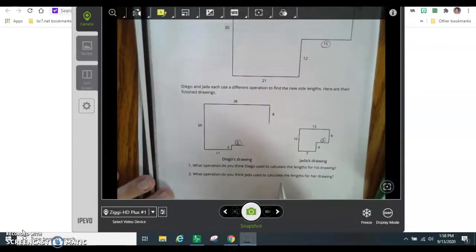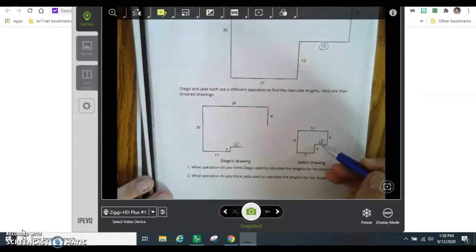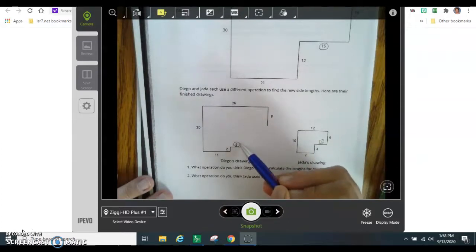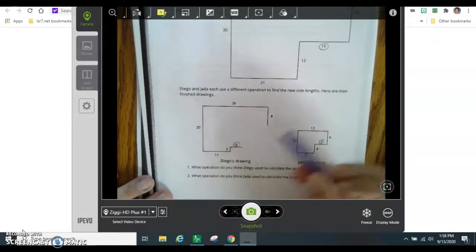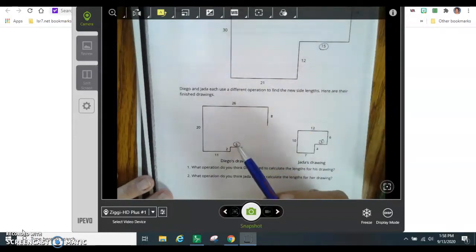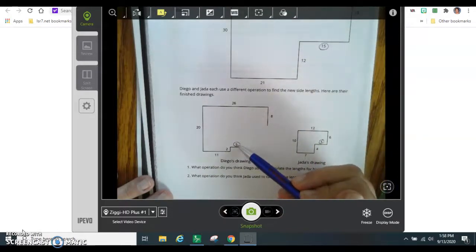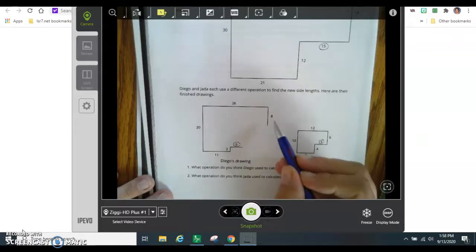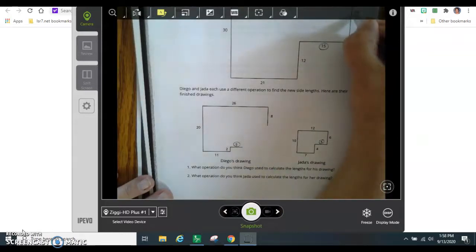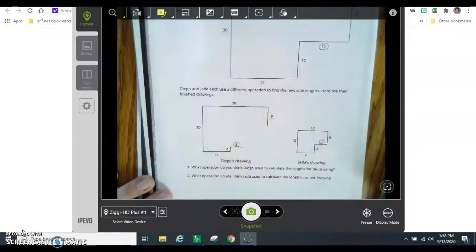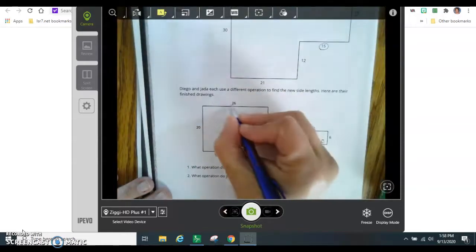Okay. Well, we went from 15 to 5 in Diego's. So what do you think he did? How can you go from 15 to 5? Well, you could divide by 3, right? But then let's try, he went from 18 to 8. Well, I can't divide 18 by 3. That would be 6, not 8. So he didn't do that. So let's do another one and see. He went from 36 to 26.